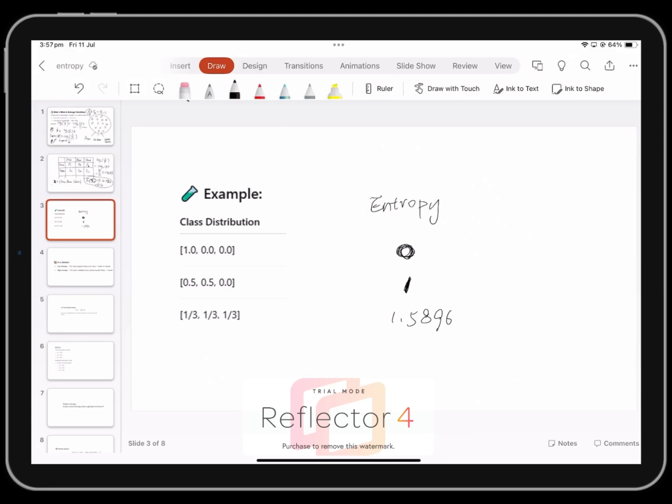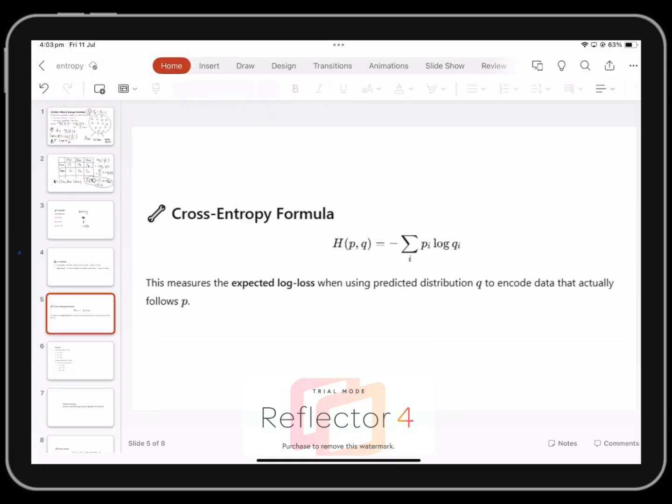So the intuition here is, when the data set is pure, you only have one class or two classes, or there is a class that is highly dominant, then the entropy score tends to be low. And when the data set is highly mixed, or all different classes are mixed together, the entropy score will be high. Now, with the above knowledge in mind, let's have a look at the cross-entropy formula.